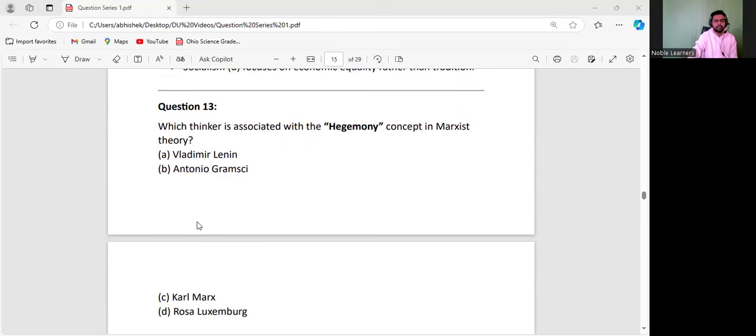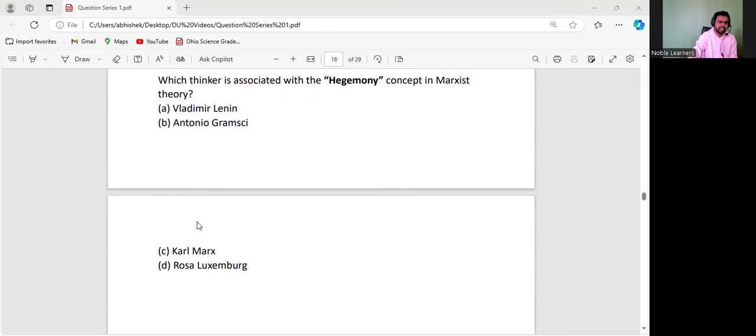Now, who gave the concept of hegemony in Marxist theory? Check this out by yourself. That would be Antonio Gramsci. What Gramsci said is that capitalists are controlling the society. This is what hegemony is, in layman's language. According to Marxists, capitalists are controlling the society because they control the economics, because they control the money. Gramsci is also a Marxist, by the way.